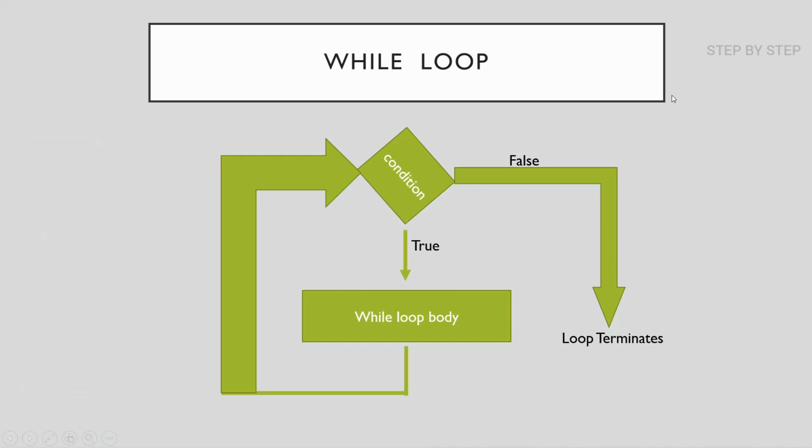This is the flow chart. If the condition is false, the loop terminates. Whatever I am having inside the loop, that will not be executed. If the condition is true, this loop body, whatever I am having, it will keep on executing. Unless and until my condition is true, the loop will keep on executing. As soon as my condition becomes false, I will come outside of that loop, and whatever I am having outside the loop, that will be displayed.